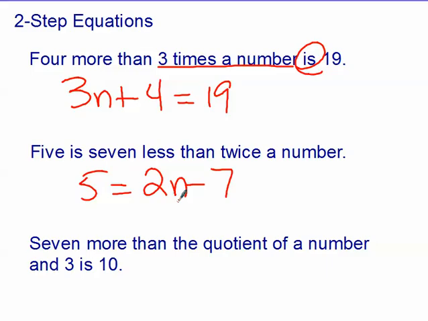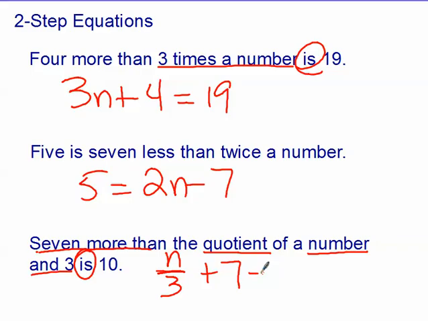Okay, the last one down here says 7 more than the quotient of a number and 3 is 10. Well, 7 more than means I'm going to add 7. Well, what am I adding 7 to? I'm adding it to the quotient, so I know I'm going to be doing some division. Okay, and what am I dividing? A number and 3. So that's going to be n over 3, and that equals 10. 7 more than means I add 7 to this division problem, a number divided by 3, and that is 10. So here are some two-step equations that we have the same thing.